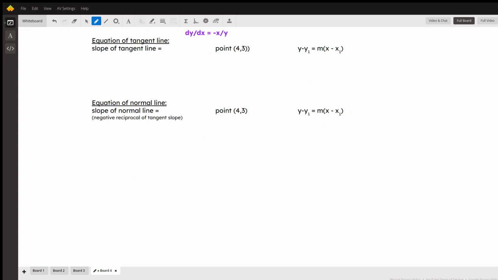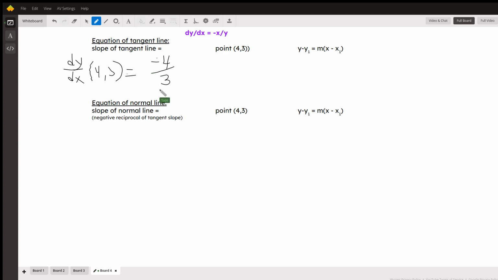So for the equation of the tangent line at point (4, 3), I just need to take that negative x over y formula, and I'm going to put the x coordinate of 4 and the y coordinate of 3 into it. So I'm going to get negative, the opposite of x, would be negative 4. y on the bottom, 3. So the slope of the tangent line at point (4, 3) would be negative 4/3.